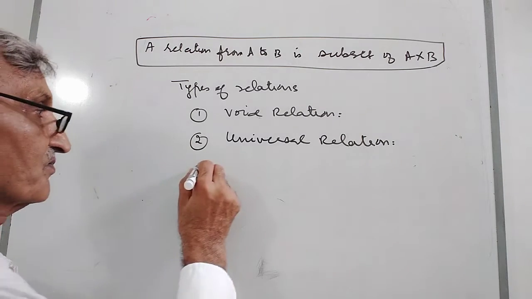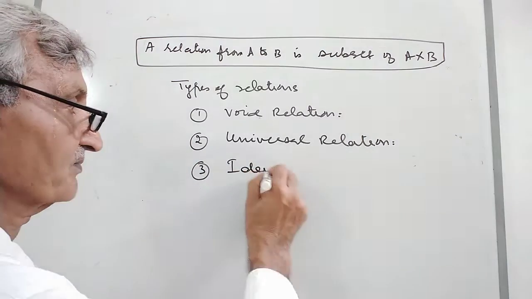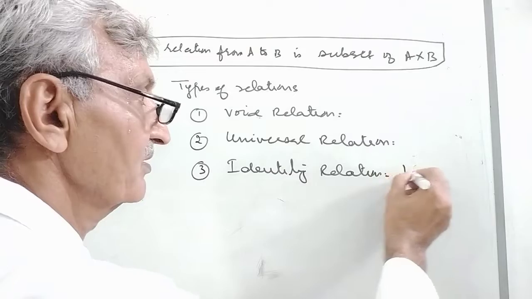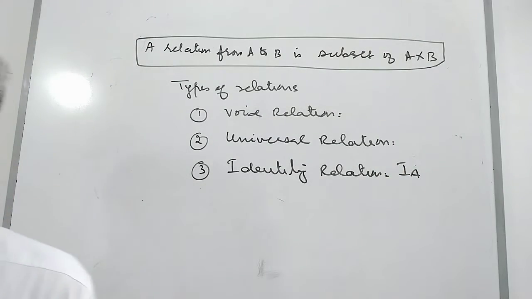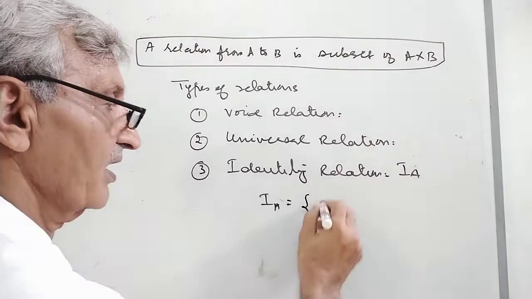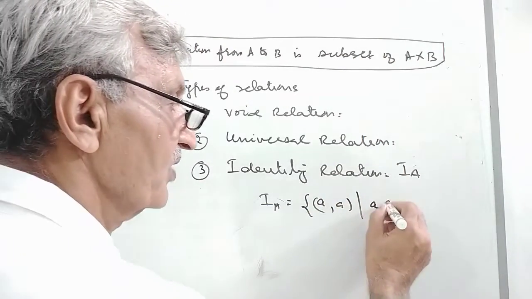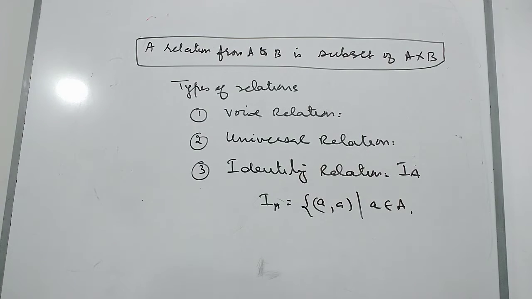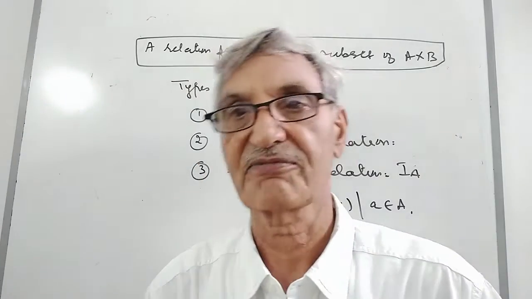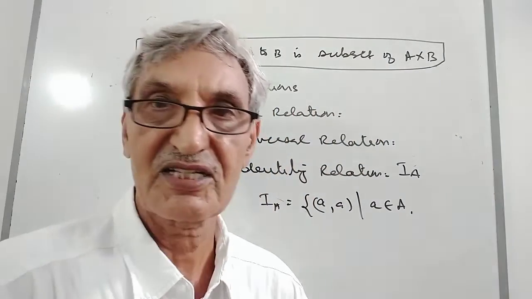The next one is the identity relation. Take the set A cross A. The identity relation is the set of all (a, a) such that a belongs to A. This is the identity relation, where an element is related to itself only, and no other. This is called the identity relation.